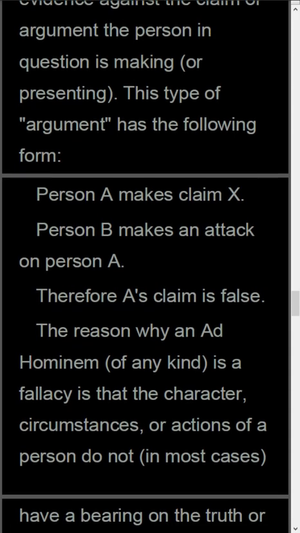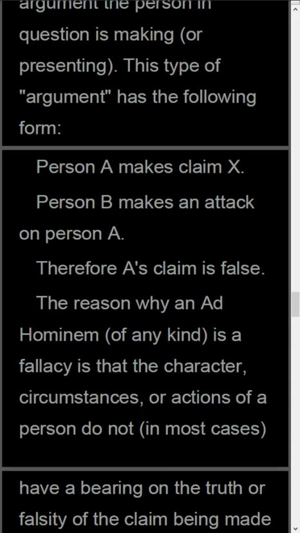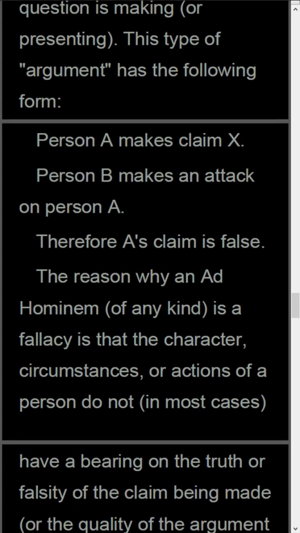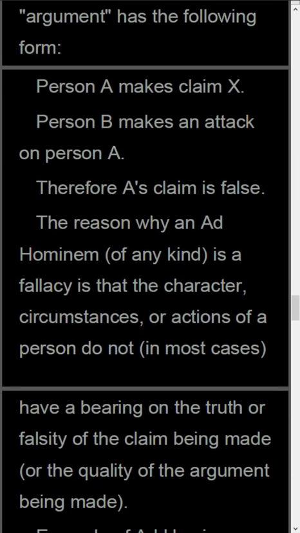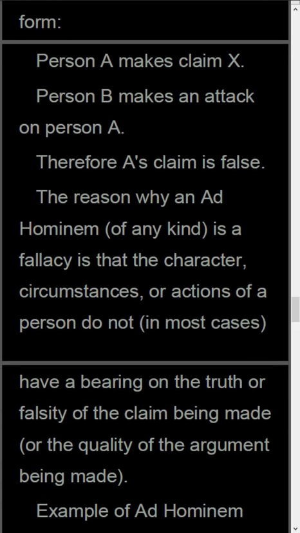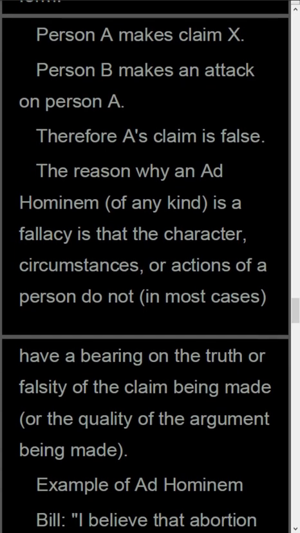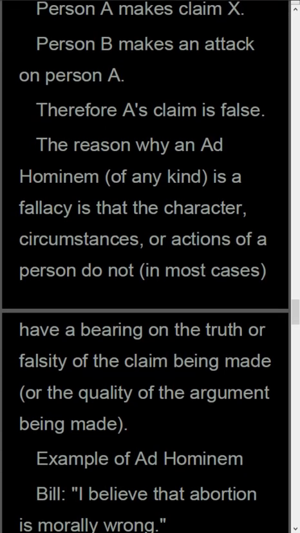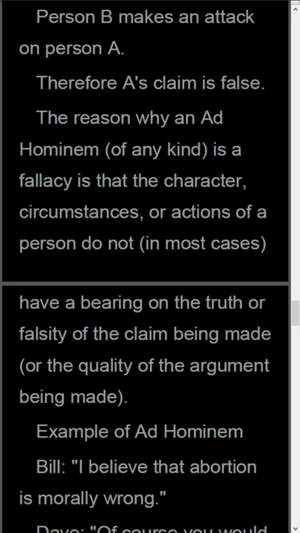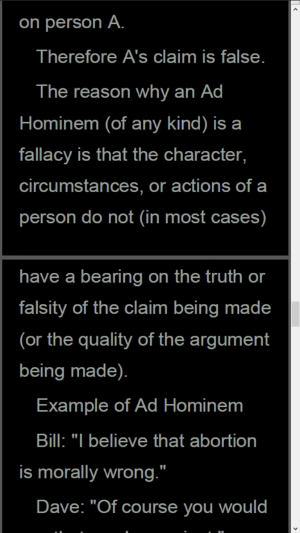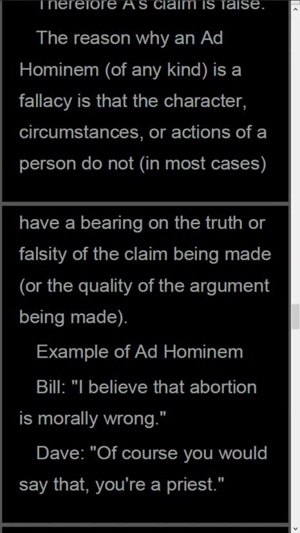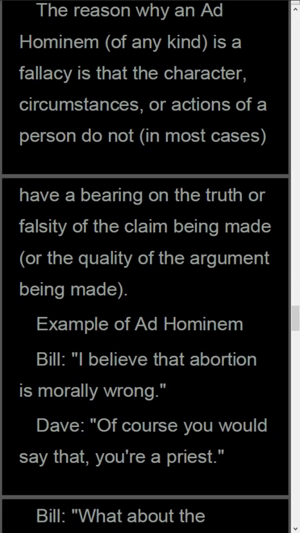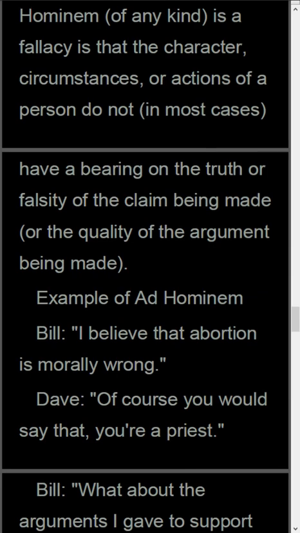This type of argument has the following form. Person A makes claim X. Person B makes an attack on person A. Therefore A's claim is false. The reason why an ad hominem of any kind is a fallacy is that the character, circumstances, or actions of a person do not, in most cases, have a bearing on the truth or falsity of the claim being made, or the quality of the argument being made.